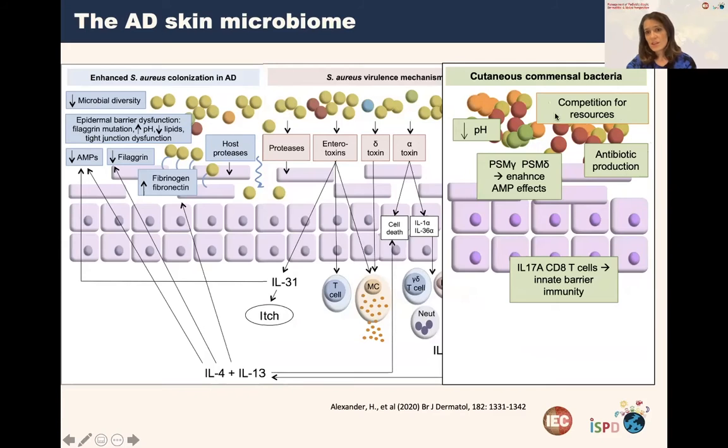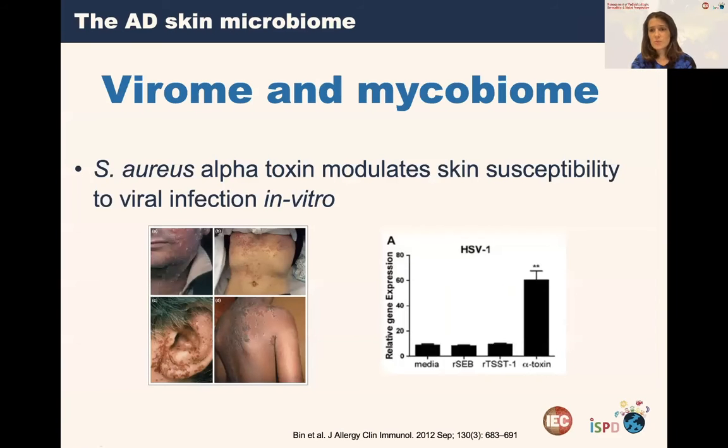And in addition, the cutaneous commensal microbiome is altered in atopic dermatitis, and this is likely to have impacts through changes in competition for resources, changes in the pH, which affects, for example, Staph aureus colonization and growth, as well as through production of factors such as phenol-soluble modulins and antibiotics. But we don't fully understand how each of these factors is important in atopic dermatitis and how it works together in the disease.